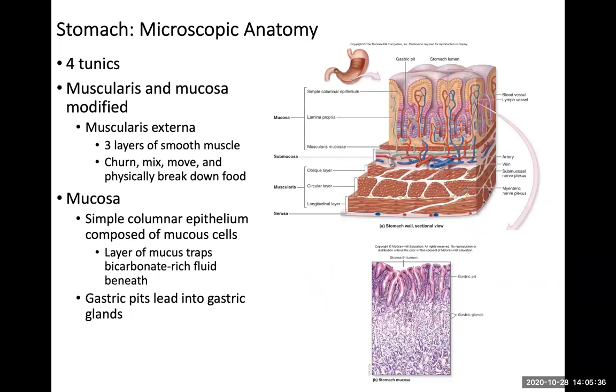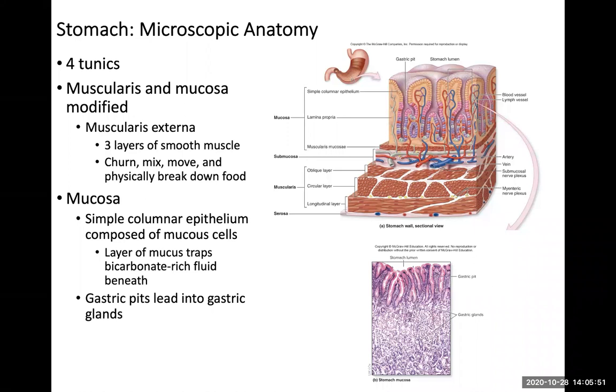So that is what this slide goes over as far as the layers are concerned. Again, just remember, within the stomach, there are 3 layers of smooth muscle, not 2, which is what we find in the tunics of all of the other areas of the alimentary canal.